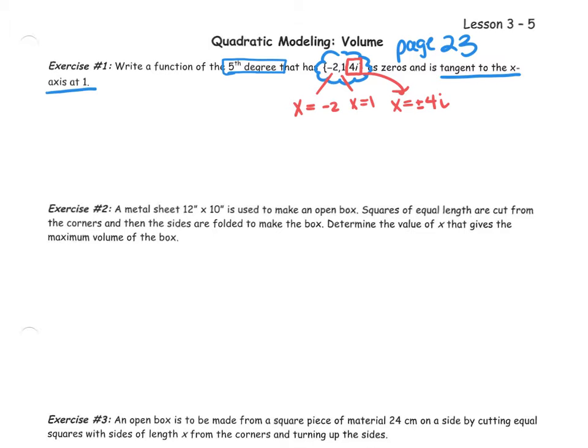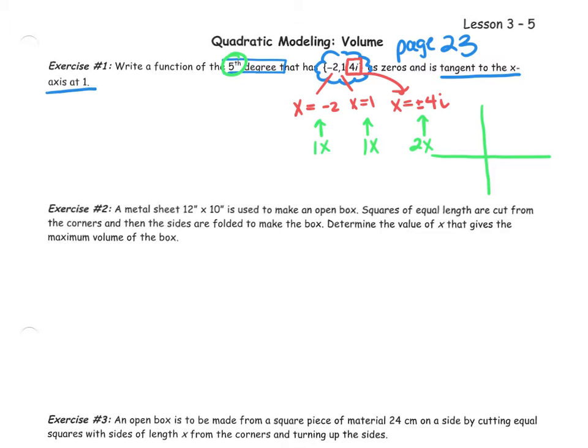Again, that's the reason why the plus or minus, because of conjugate pairs of imaginary solutions. And it's tangent to the x-axis at 1. So I'm going to make a sketch. So those are my roots. So that means I've got to have a multiplicity somewhere, right? Because this is to the 5th degree. So right now I only count that appearing once. That's appearing once. And then we have two imaginary roots.